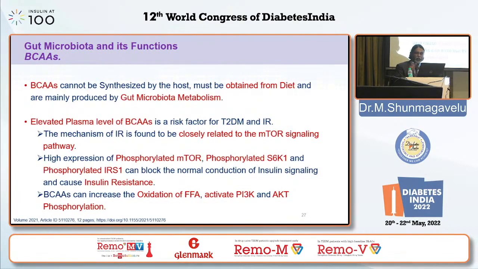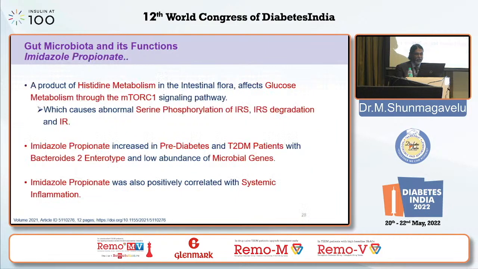Next is branched chain amino acids. They cannot be synthesized by the host and must be obtained from the diet. Elevated plasma levels of BCAAs are a risk factor for type 2 diabetes and insulin resistance. It is closely related to the mTOR signaling pathway, and it also increases the oxidation of free fatty acids and activation of the phosphoinositide 3 kinase pathway.